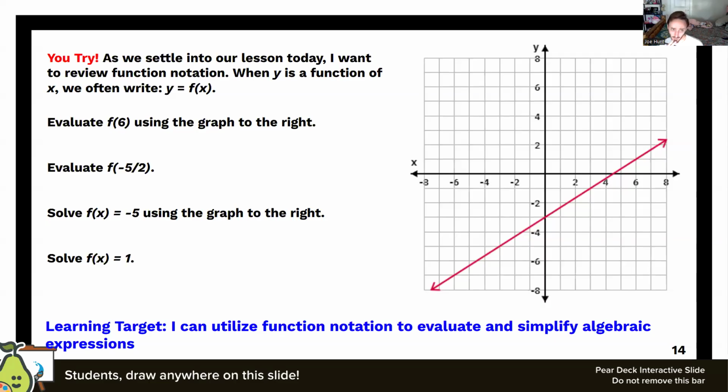So try this maybe real quick. If I give you this graph and I want you to evaluate f of 6 or f of -5 halves, or I want you to solve f of x equals -5 or f of x equals 1, what are some of the values you're going to get as responses? Should only maybe take about a minute, but with your group mates, using the graph, I want you to find your answers.